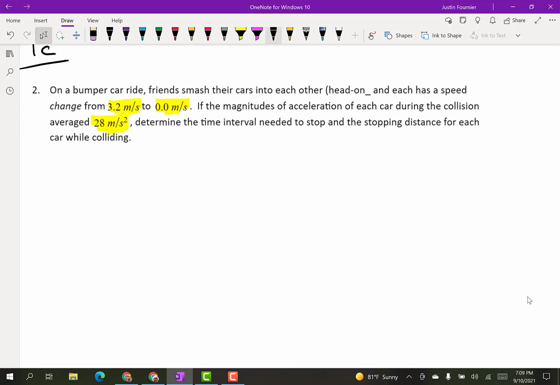So for each car, they're saying each car does this, so I'm just going to say this is for one car. One car is moving like this. It's got some initial velocity. It stops at the end. So we know there's going to be a displacement that would look like this. And then in order to stop, there needed to be an acceleration pointing that way. So the first thing I'm going to do is find the time interval needed to stop over that distance.